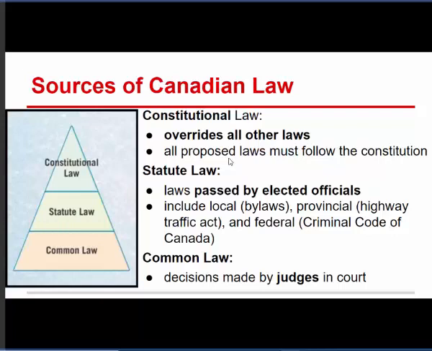Common law, not to be confused with civil law in this case, includes decisions made by judges in court. We'll talk more about that later.